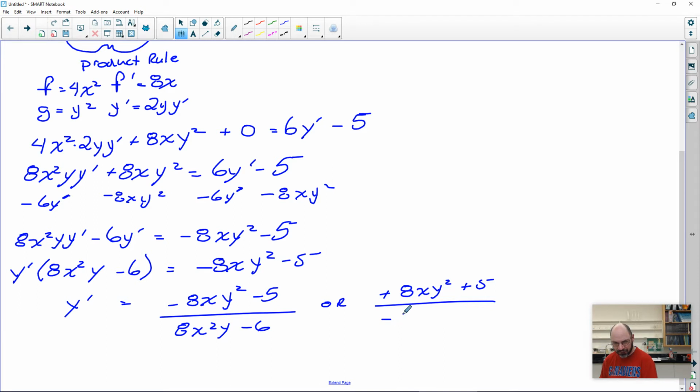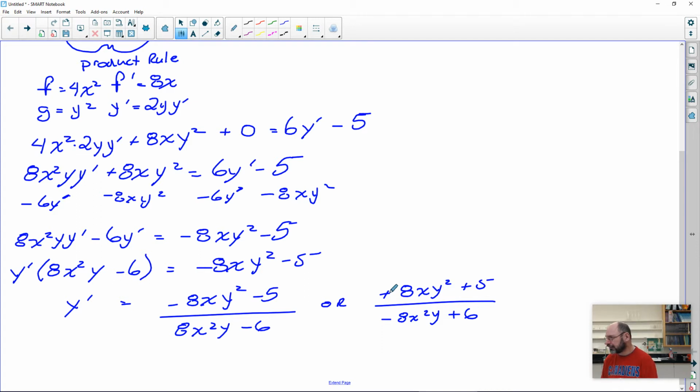It'd be negative 8x squared y plus 6. So this would be the same answer as this. You're just changing the top and bottom signs. If you multiply the top by negative 1 and the bottom by negative 1, you're going to get the same answer. So when you're checking your answers, if you get this and the answer says this, you're not wrong. Okay, so keep that in mind when you're checking answers.